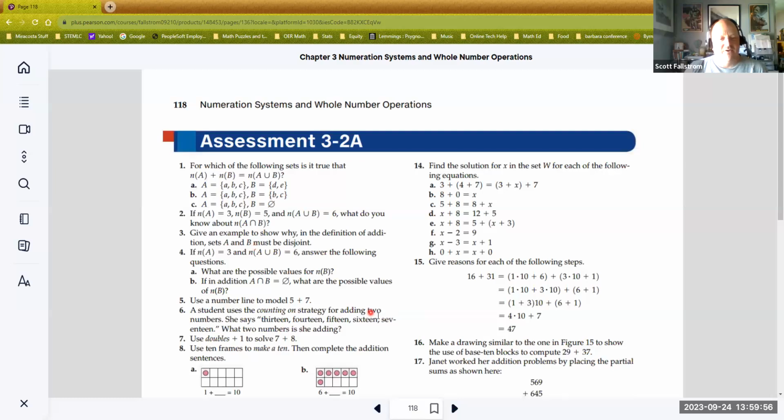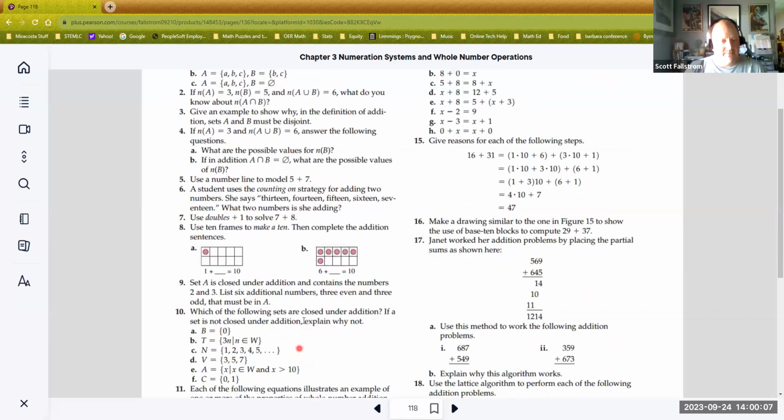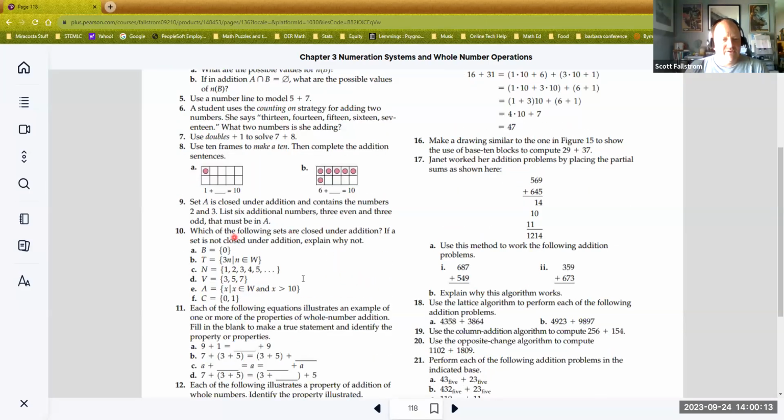So when it says counting on, you can take a look at this and say, okay, so if the first number they say is 13, then they must have been starting at 12. And then how many numbers did they count tells you what two numbers are being added. Use doubles plus 1. So again, you're thinking through how could I solve this if I was dealing with a student. You have a list of sets that you're trying to see if they're closed under addition or not. Okay, so there we go.